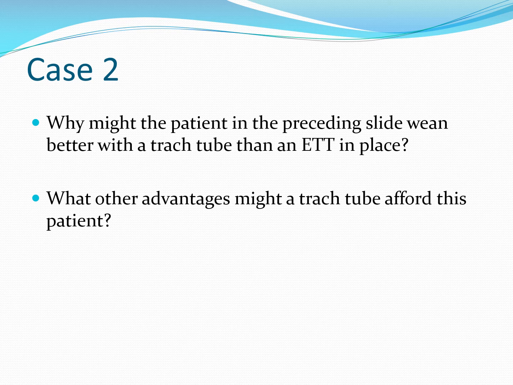So this is just a continuation or a little bit more elaboration. It's not really a separate case as I've listed here, but why might the patient in the preceding slide end up weaning better with the trach tube? And again, it has to do a lot with the fact that the tube is about a third of the length. It also has to do perhaps with the fact that the patient's state of mind, that they'll need less sedation, they'll be more alert.